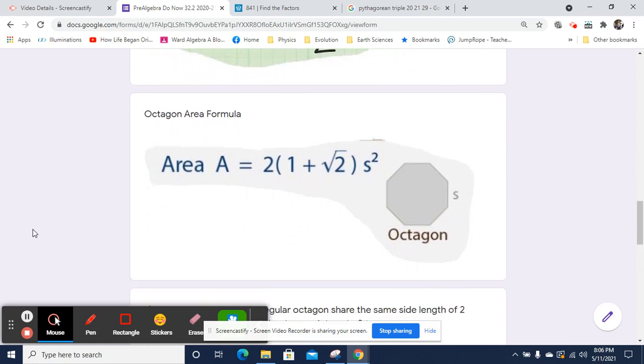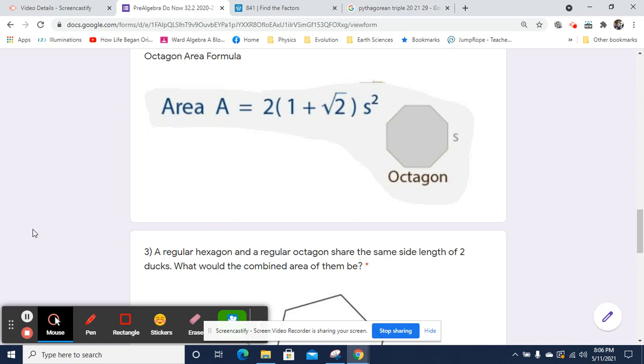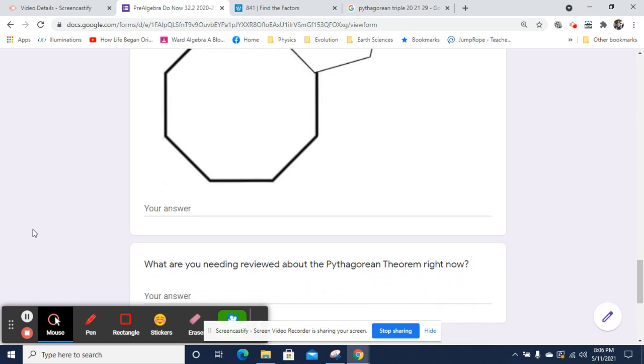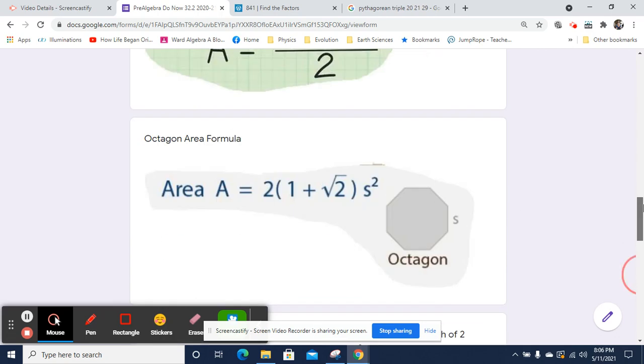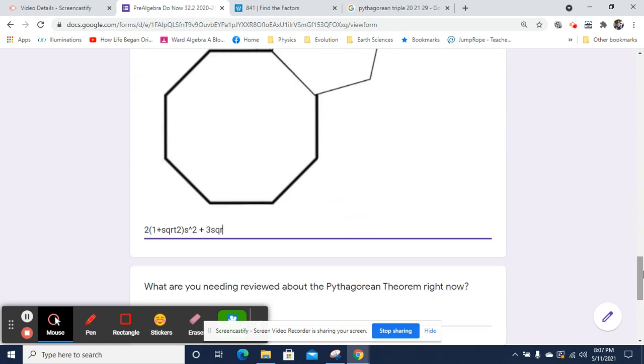So we need to add both of these together. So let's start with the octagon, since it's visible right there. 2 times 1 plus square root of 2 times side squared. So we can have 2 times 1 plus square root of 2 times side squared. That'll be the octagon. Plus, we'll go back up there and remind ourselves, I believe it's 3 root 3 over 2. Yes, it is. Plus 3 square root of 3 over 2. And then that side squared.